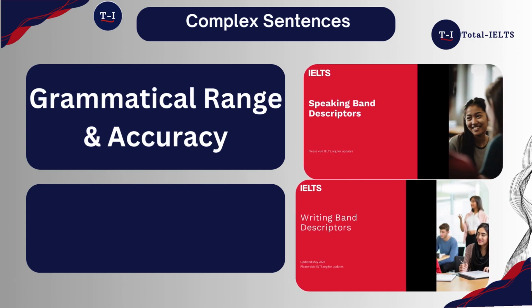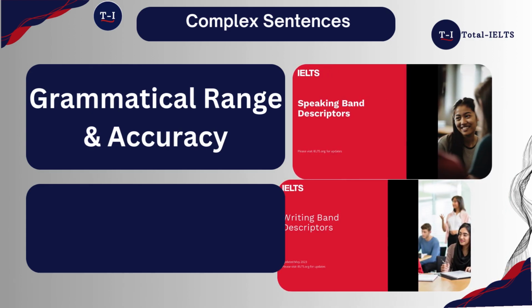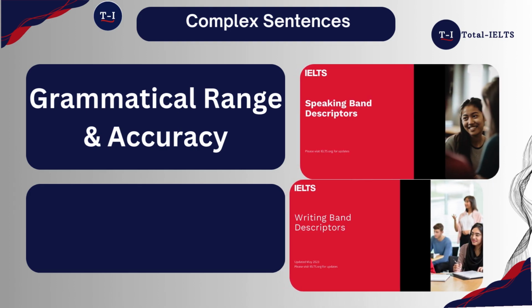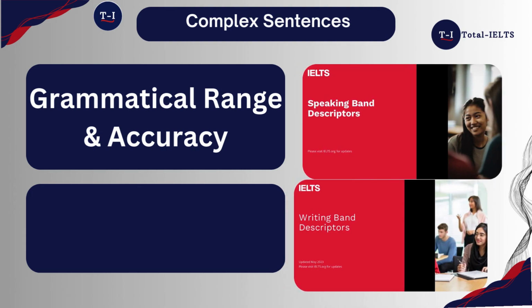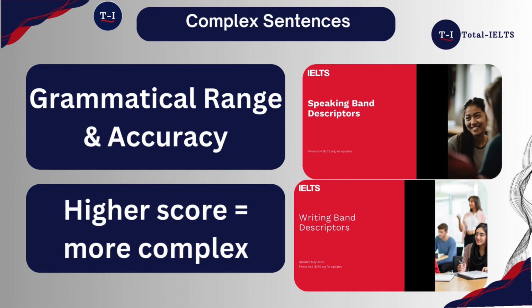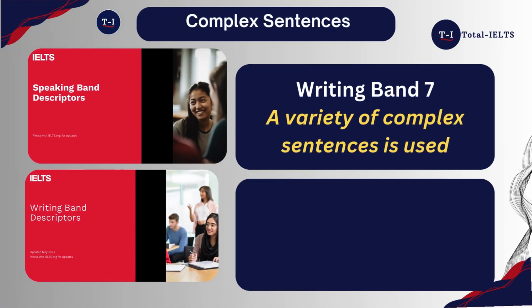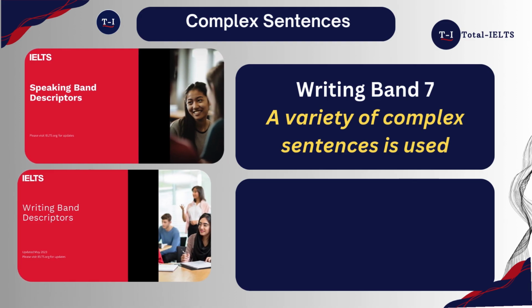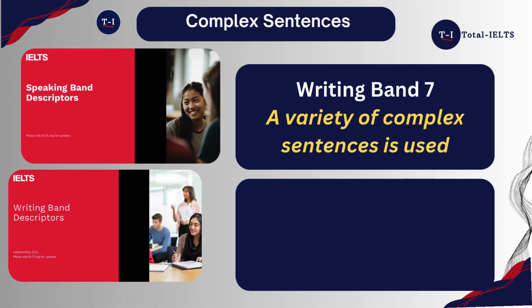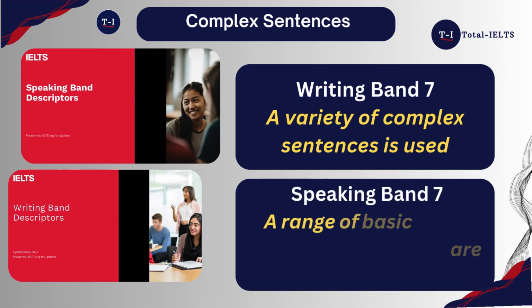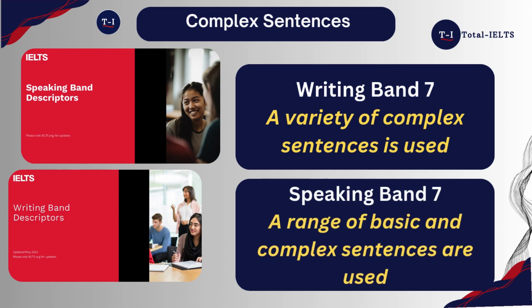A quick glance at the IELTS writing and speaking public band descriptors, that's the grammatical range and accuracy criterion, and you'll notice how often complex sentences are mentioned. And the higher the band score you get, the more complex your sentences are. In the IELTS writing band descriptors, band 7 in grammatical range and accuracy, it says a variety of complex sentences is used. And in speaking band 7, a range of basic and complex sentences are used.